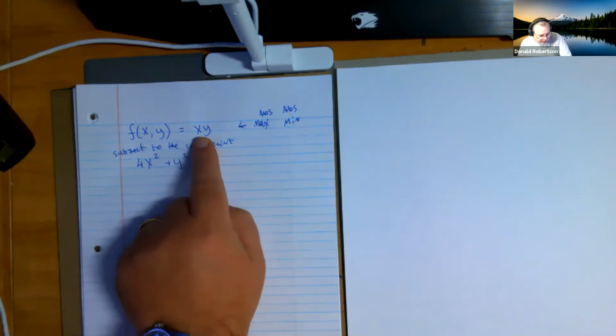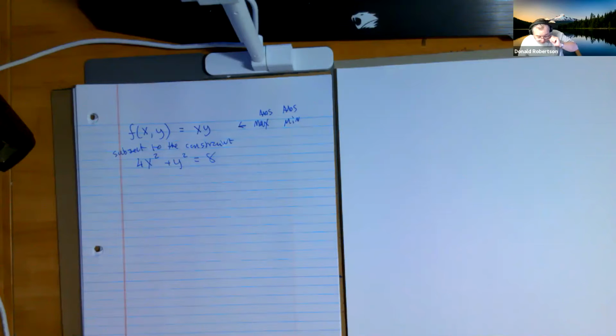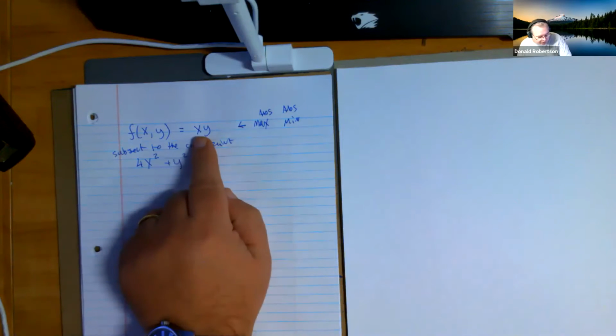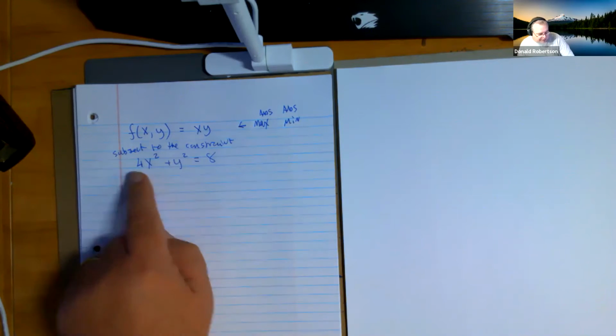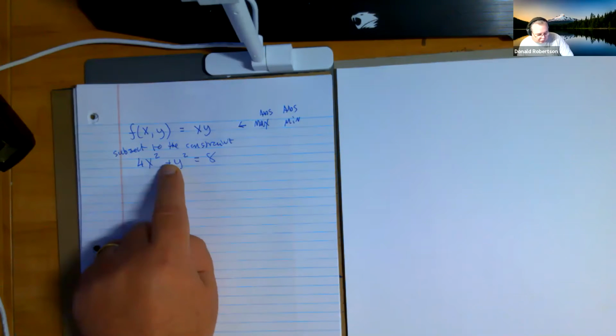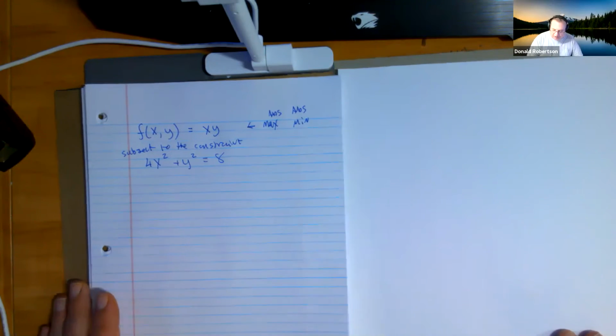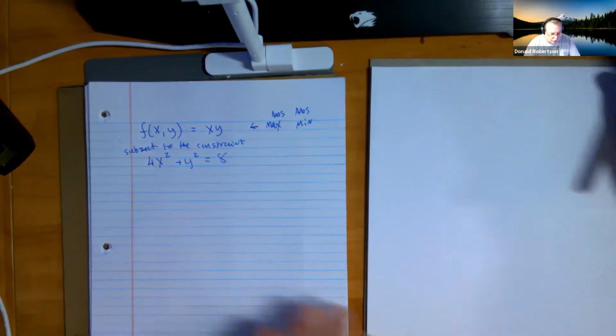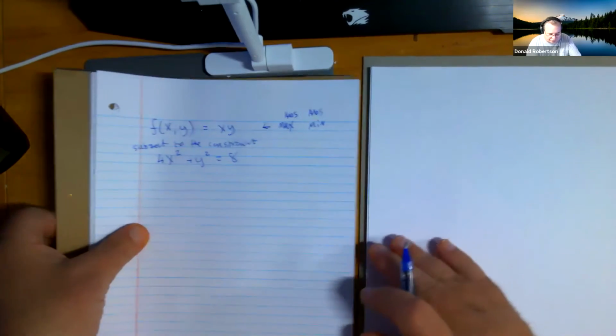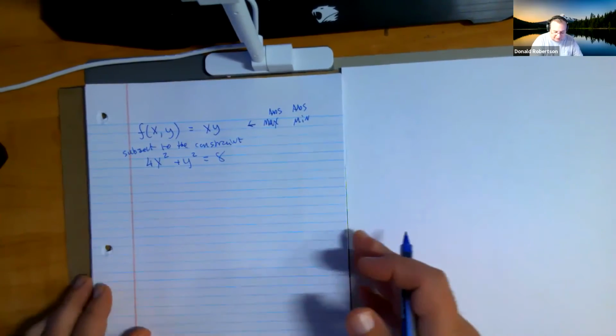So basically, it might be only one answer. It might be the maximum. It might be the minimum. In many cases, it's both. We're trying to find what's the biggest product of an x and y coordinate here. What's that going to be if 4x squared plus y squared has to equal 8? And that's a classic Lagrange method, also called Lagrange multipliers.